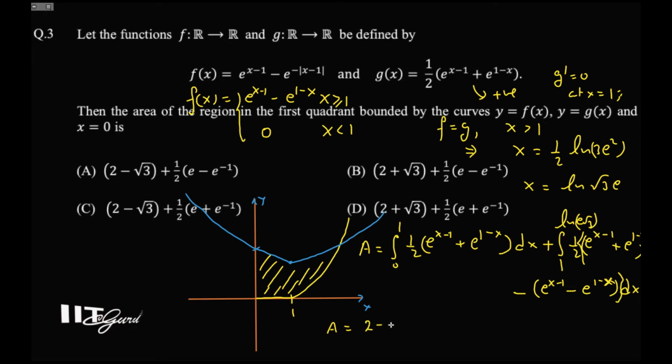what we saw is that the result will be 2 minus root 3 if you integrate this, and the result of this part is half of e minus 1 by e. So the final answer is option A.